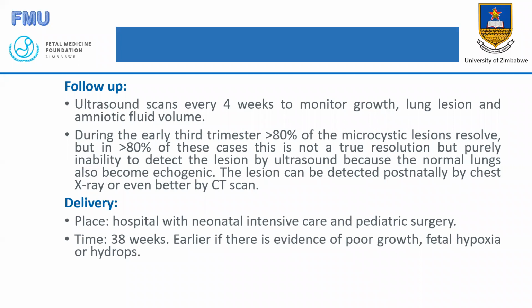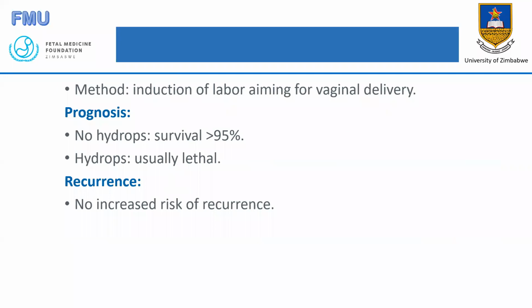Delivery should be in a hospital with intensive care and pediatric surgery, and the delivery timing is 38 weeks. If there is evidence of poor growth or fetal hypoxia, then delivery may be done early. Induction of labor aiming for vaginal delivery is a good option. If there is no hydrops, the outcome is very good with CPAM or CCAM. Then it's usually lethal if there is hydrops.